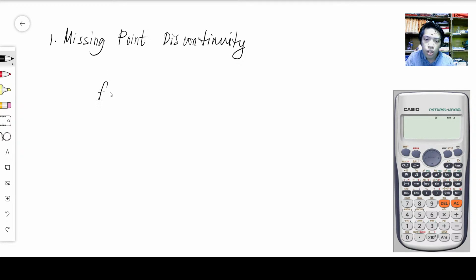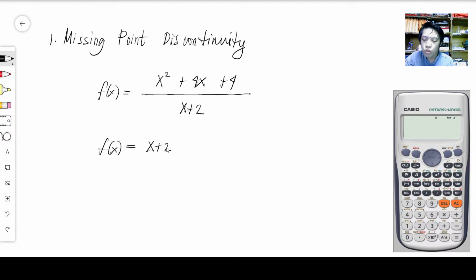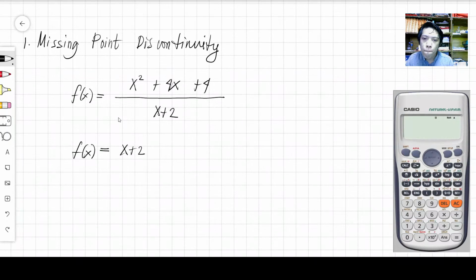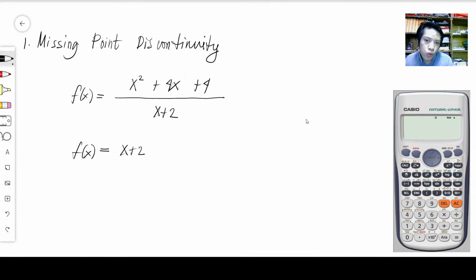Suppose we have f of x, a function of x, is equal to x squared plus 4x plus 4 all over x plus 2. Actually, this function is somewhat similar to f of x is equal to x plus 2. Let me show you why. If we construct the table of values for both of these functions, we will see that these functions are somewhat similar. For this function, we have here x and the value of f of x.